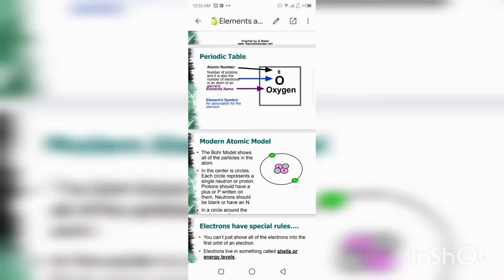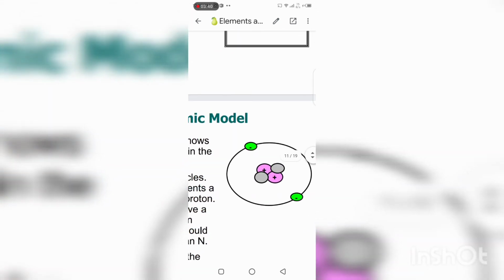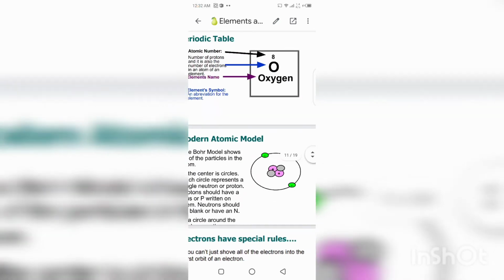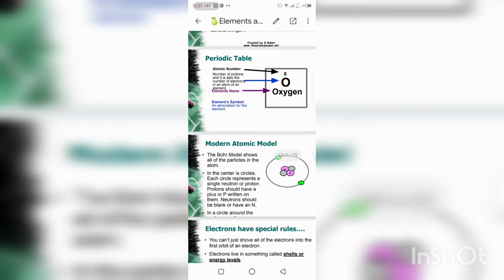Modern atomic model. The Bohr model shows all of the particles in the atom. In the center, each circle represents a single neutron or proton. Protons should have a plus or P written on them. Neutrons should be blank or have an N. In this one, the purple ones have a plus sign, which means they are positively charged. They are protons.